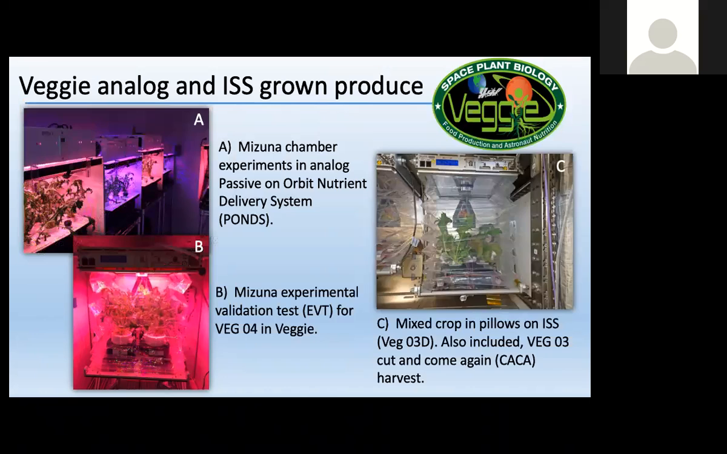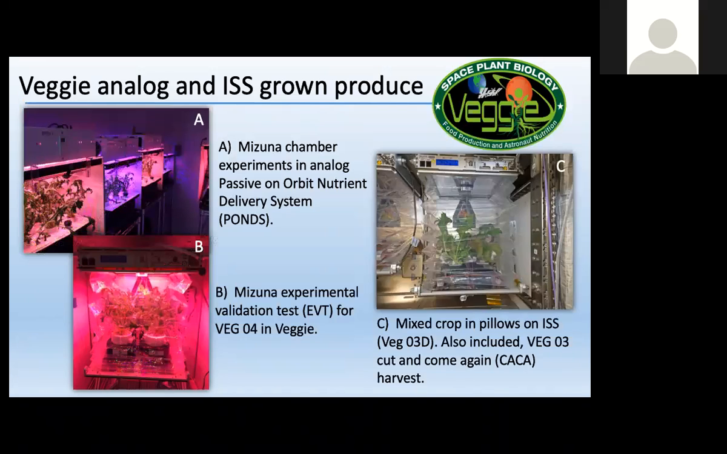From the Veggie samples, we did our first mixed crop in pillows. You can kind of see there's Mizuna here, and then the Outredgeous romaine lettuce here. We have a third lettuce called Waldmann's Green. So this is the first where the crops were mixed in the same Veggie unit. And then we had these are all tech demos. This one was to test a harvest method called cut and come again, which if you're a gardener, you know what that is. If you grow lettuce, you can cut some of the leaves off. You don't have to sacrifice the whole plant. So that's what cut and come again means. So some of that data is included in this data set as well.